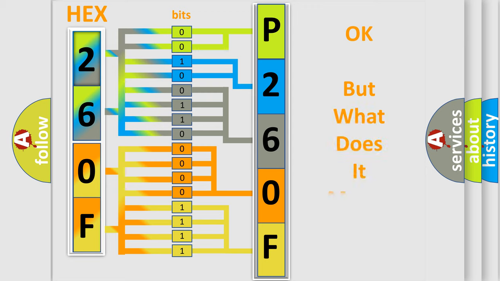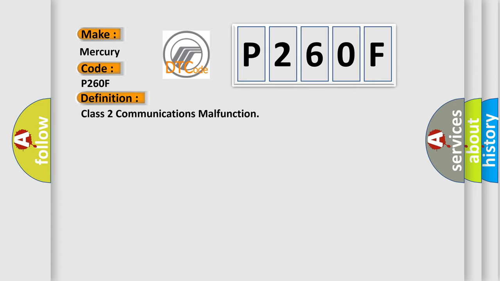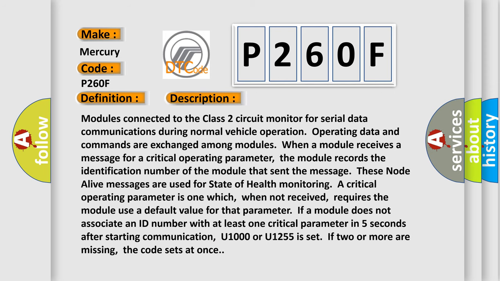The number itself does not make sense to us if we cannot assign information to what it actually expresses. So, what does the diagnostic trouble code P260F interpret specifically for Mercury car manufacturers? The basic definition is class 2 communications malfunction. And now this is a short description of this DTC code.